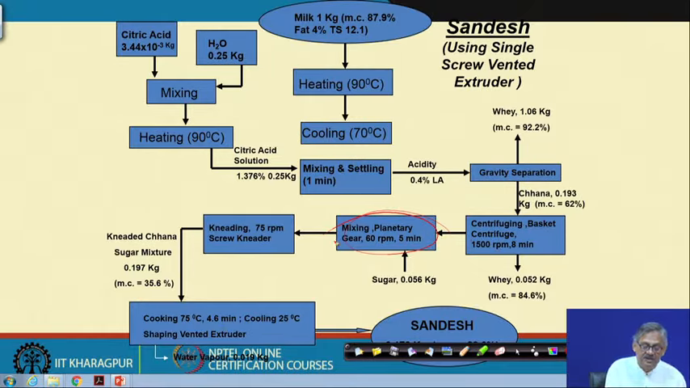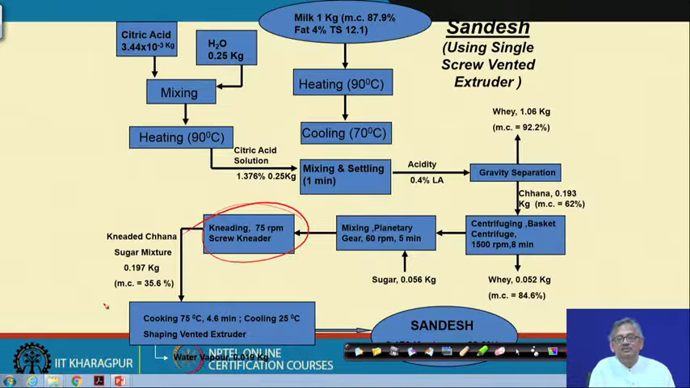5 minutes. Then kneading is done. Only this kneading is done. No, this was also done automatically. No manual. All are done automatically in a 75 rpm screw kneader. Right? This screw kneader also was developed at our place. So, this screw kneader is kneading.